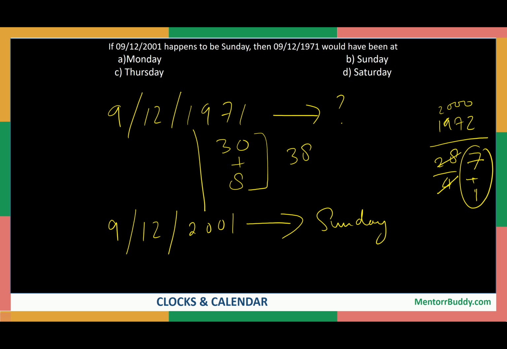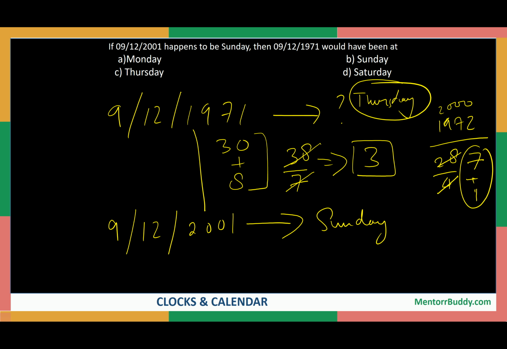38 odd days divided by 7, what remainder do we get? 7 times 5 is 35, so we get 3 as the remainder. After increasing 3 days we get Sunday, so from Sunday we need to decrease 3 days: Saturday, Friday and Thursday. So it comes out to be Thursday after decreasing 3 days. This is our answer, that is option C.